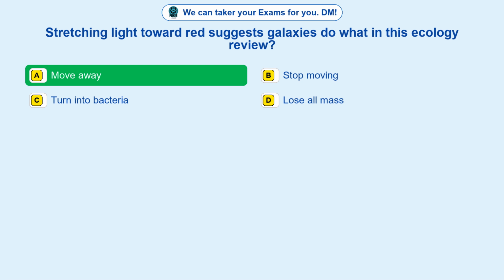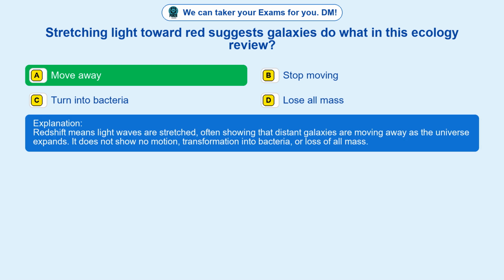Move away. Redshift means light waves are stretched, often showing that distant galaxies are moving away as the universe expands. It does not show no motion, transformation into bacteria, or loss of all mass.